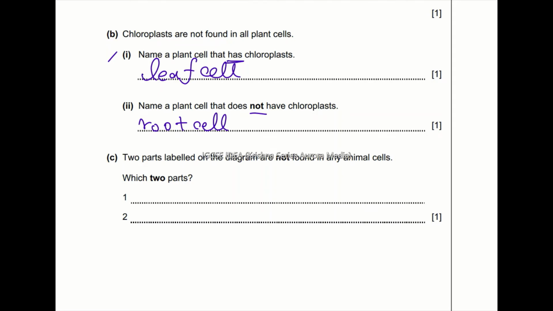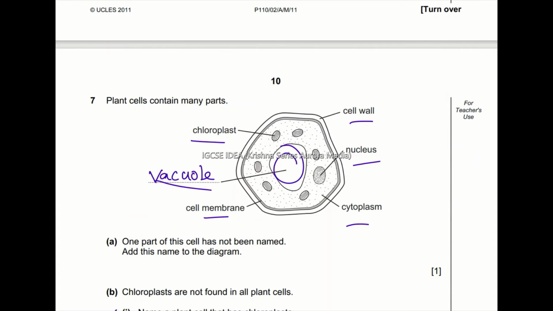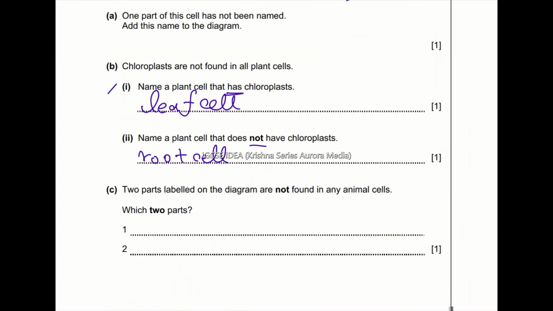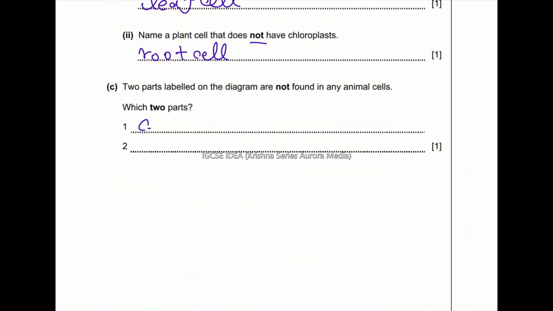Name two parts labeled on the diagram that are not found in any animal cells. Which two parts? Okay, large vacuoles aren't there. Neither is cell wall nor chloroplast. So it's your wish. I'd choose cell wall and chloroplasts. Yes.